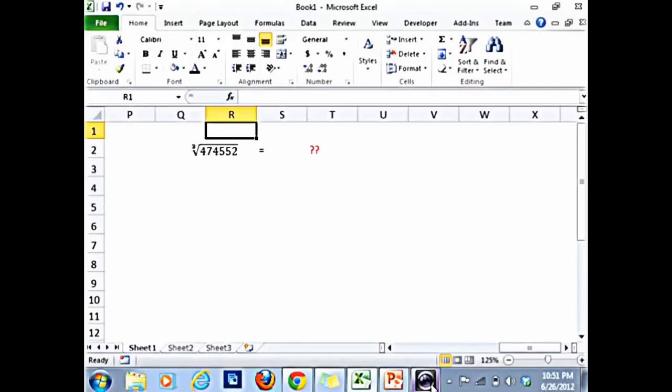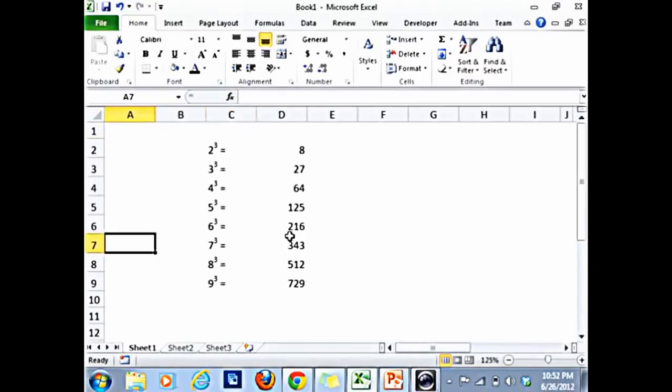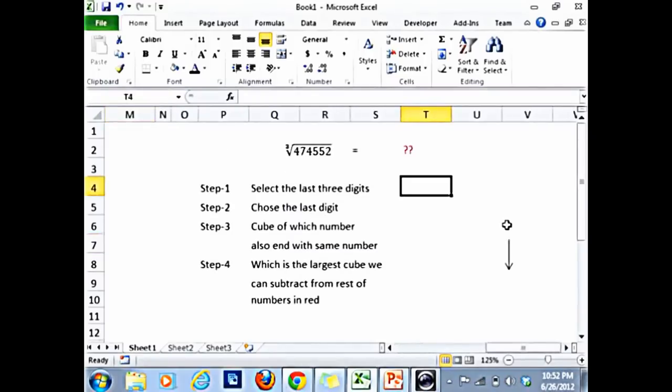Before going further, we first have to look at the table for cubes of the numbers from 2 to 9. So here is the table. We have 2 cubed is equal to 8, 3 cubed is equal to 27, and similarly we have 4, 5, 6, and all these cubes here. You need to remember these cubes to get the cube root of a large number.